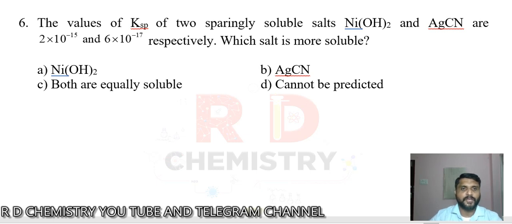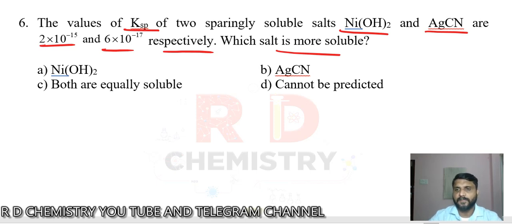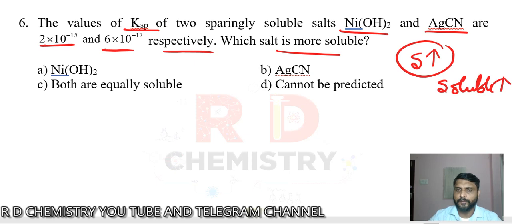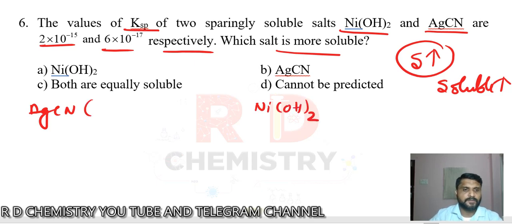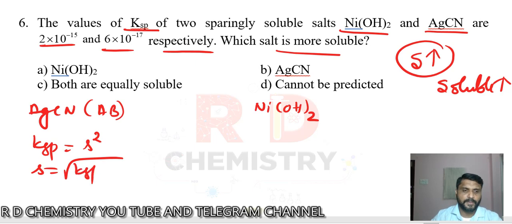Question number 6. Values of Ksp, the solubility product, of two salts are given, nickel hydroxide and silver cyanide. Two values are mentioned respectively. Which salt is more soluble? So it's based on solubility and solubility product. The larger the S value, the more soluble is the salt. Now AgCN is given, and on the other side nickel hydroxide. This is an AB type salt, silver cyanide. So Ksp is equal to S square, so S is equal to the square root of Ksp.